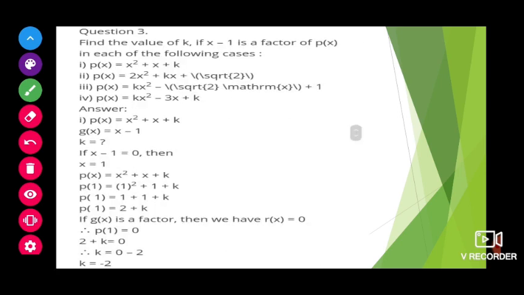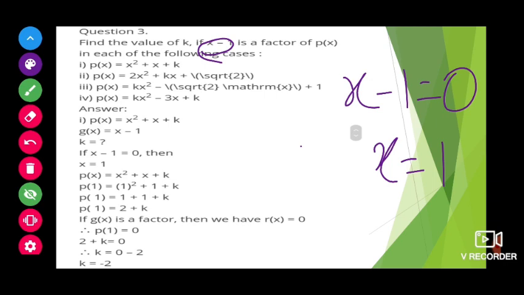Find the value of k if x minus 1 is a factor of p of x. We are only given that x minus 1 is a factor of p of x. If x minus 1 is a factor of p of x, what can we conclude? If we divide by x minus 1, the remainder will be 0. So, if we substitute x equals 1, then the expression should become 0. So we will take 0 and then find the value of k.